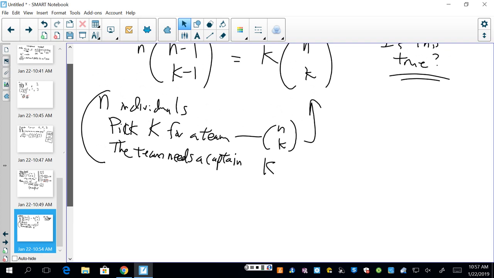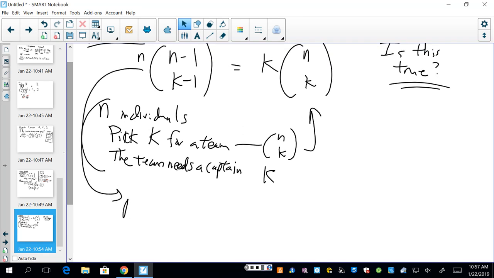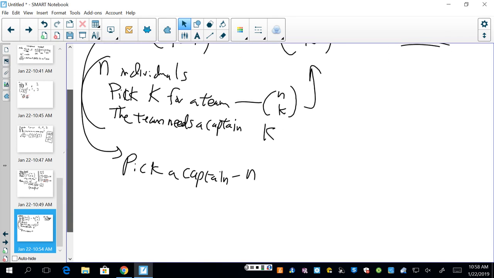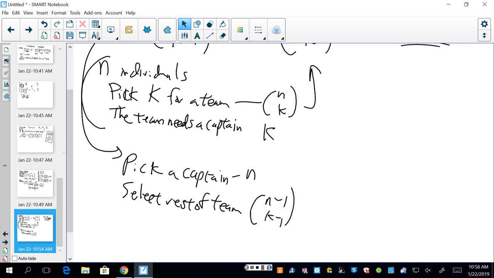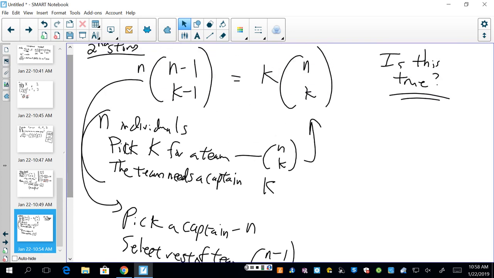So this other one, as we said, is pick a captain, and there's n ways to do that. And then select the rest of the team: n-1 choose k-1, because we've already filled one slot on the team and we've taken one person out of there. And if you multiply those together, you get the left-hand side. So if you believe that those two stories tell you the same thing, and I think that they do, then you get the same number.